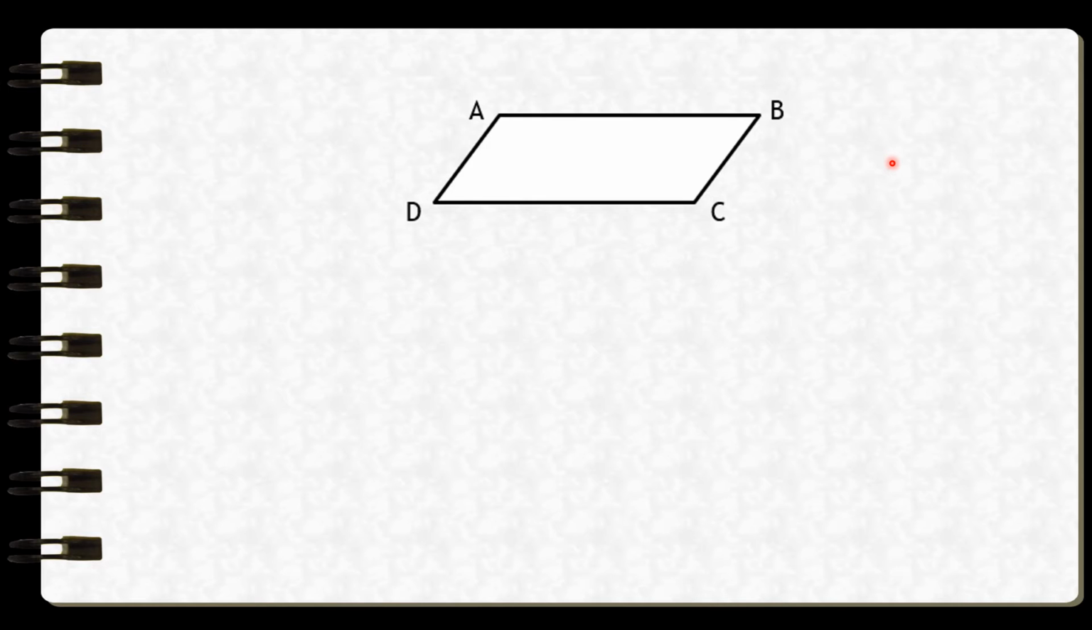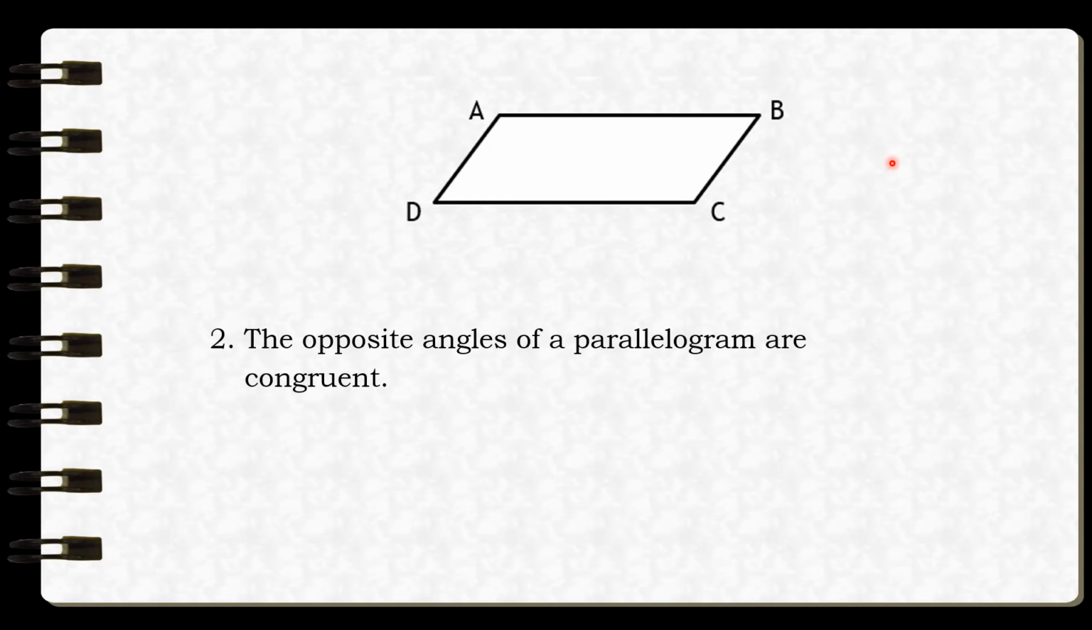Now, in parallelogram ABCD, the opposite angles of a parallelogram are congruent. So, meaning to say, angle DAB must be congruent to angle BCD. And angle ABC is also congruent to angle ADC.